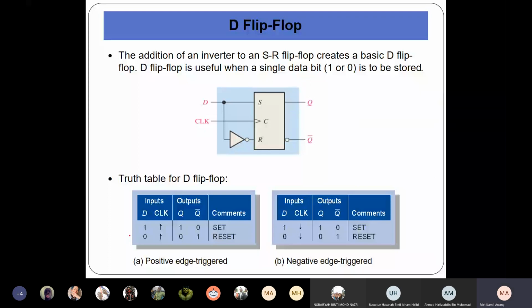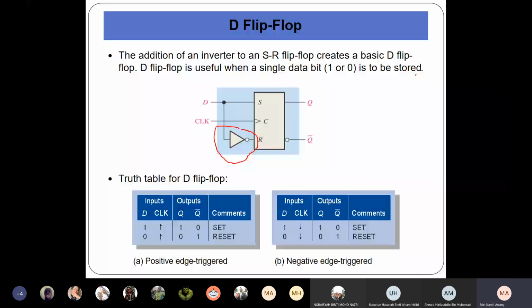is actually a data. It stores the data in the memory. The addition of an inverter to the SR flip-flops creates a basic D flip-flop. So basically from the SR flip-flops, you add this inverter. Basically, the input of R is actually the D bar. So D flip-flops is useful when a single data bit, 1 or 0, is to be stored.